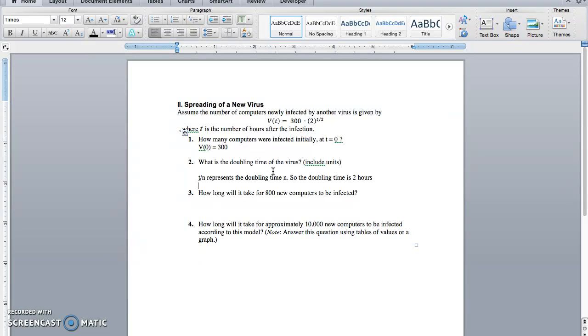The formula tells you that you started with 300 infected computers, and that every 2 hours this number is doubling. So that's going fairly fast. Then they ask, how long will it take for 800 new computers to be infected? That would be something that you can either do symbolically, but you can also do this with a graphing tool.